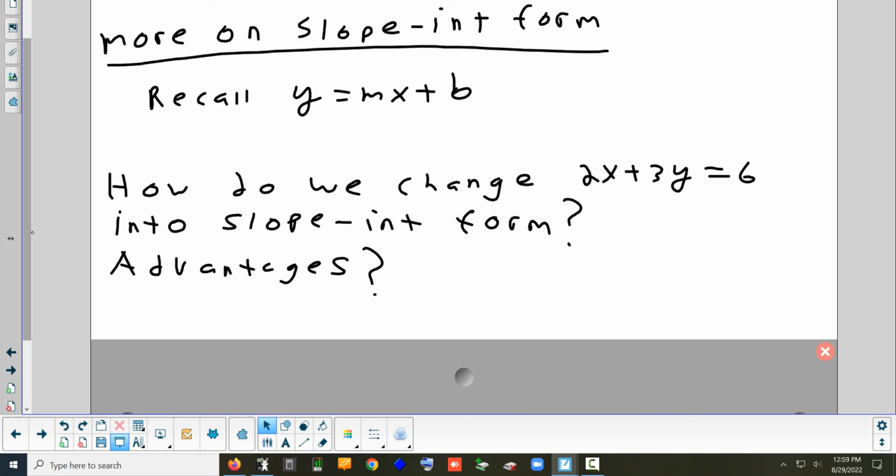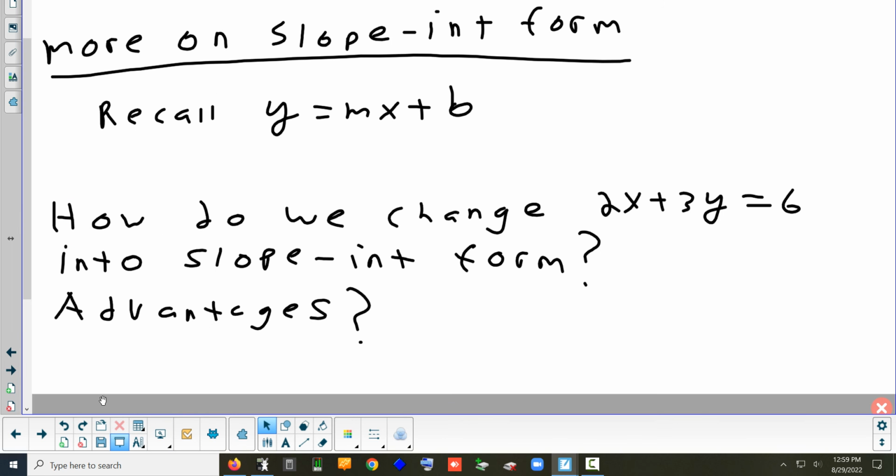So one thing that you should be comfortable with doing is taking something like 2x plus 3y equals 6 and rewriting it as y equals negative 2/3 x plus 2. That's the same thing. One of them is y equals mx plus b, the other one is not. So you just rearrange it for y by subtracting the 2x, and then dividing through by 3.